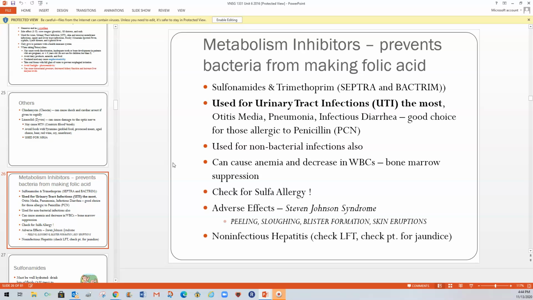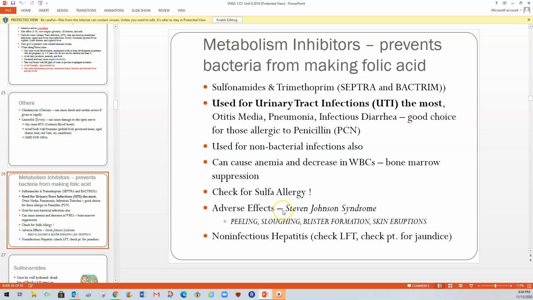Sulfonamides, Septra and Bactrim, are used for urinary tract infections most often. Also used for non-bacterial infections. They can cause anemia and a decrease in white blood cells, so we have to watch for bone marrow suppression. Check for sulfa allergies. So sulfonamides, that'll help you remember it. Septra and Bactrim, you've got to watch sulfa allergies.